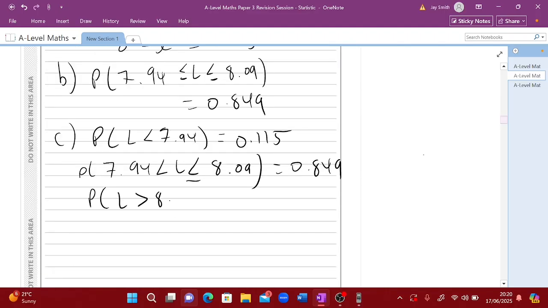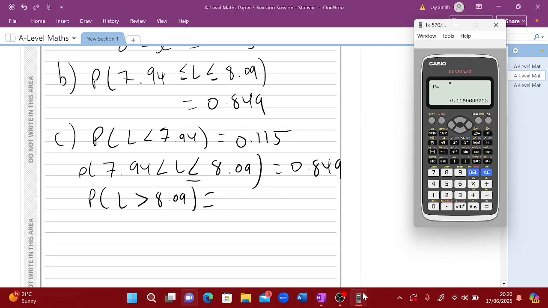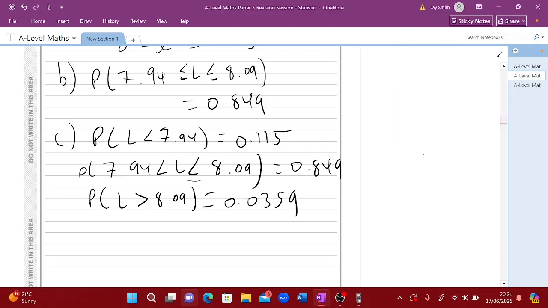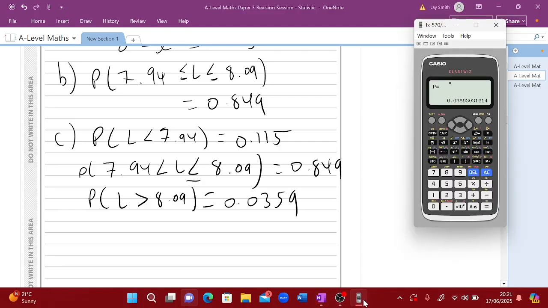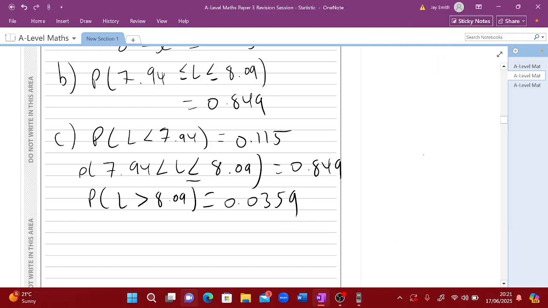So then the probability L is greater than 8.09. Again, you can use the calculator. The lower limit would be 8.09, and the upper limit would be 10 to the 50, say, a big number. So we get 0.0359. I'm going to leave that there. You could put a 3 if you want to, but there are three significant figures, so I guess that's appropriate. And if we add them all together, 0.115, add 0.849, add 0.0359, you get 0.999, so it's basically 1. So we know we've done that right. But you could alternatively take one minus the other.